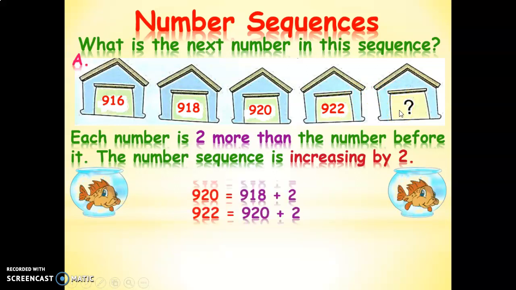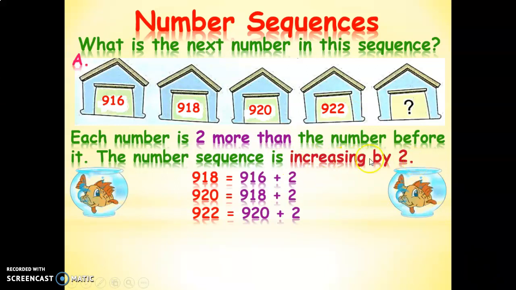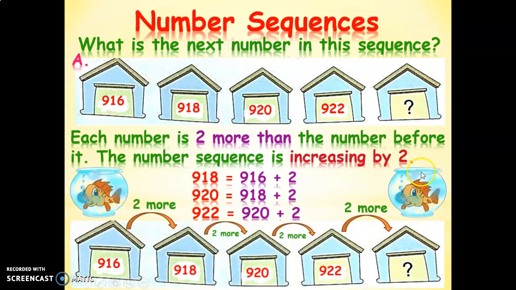And if you have the correct answer, the next one should be 924. Now to get the answer, you have to use increasing by 2, giving 2 more than, or simply doing plus 2 to get the answer. So this is the way that you will get the answers for this number sequence. Again, we use increasing by 2. How about this one, the same example. So you just have to add 2 more to the next number. The next number is always 2 more than the number before it. Again, the answer here should be 924.